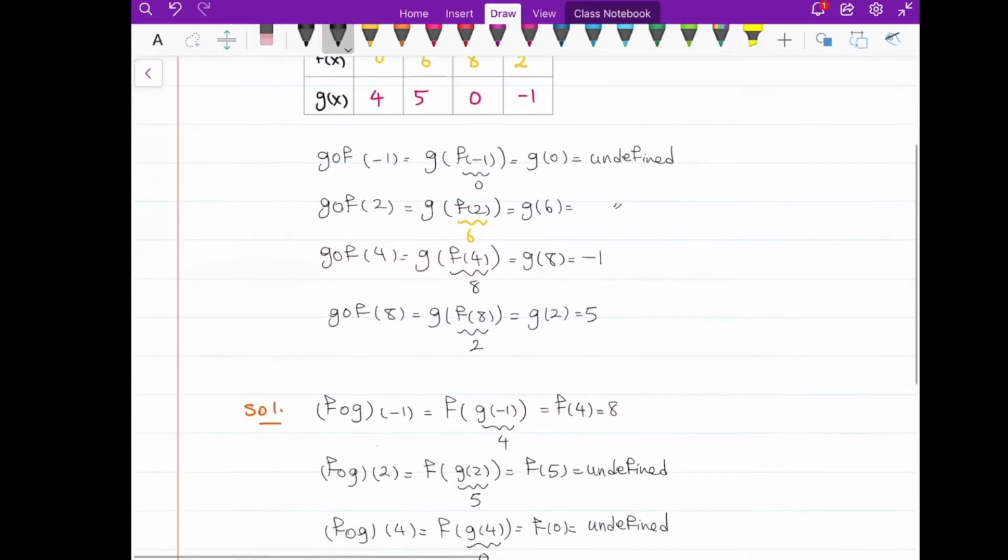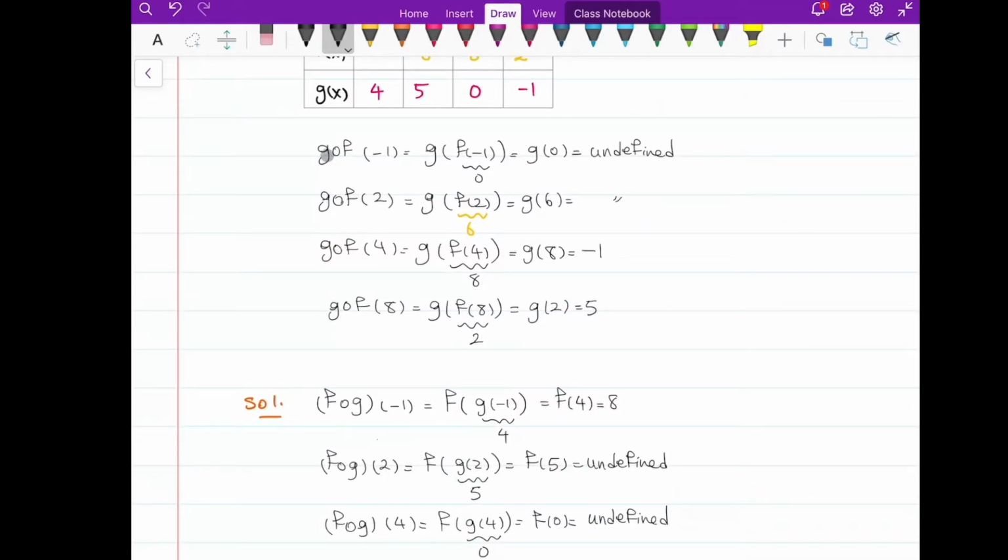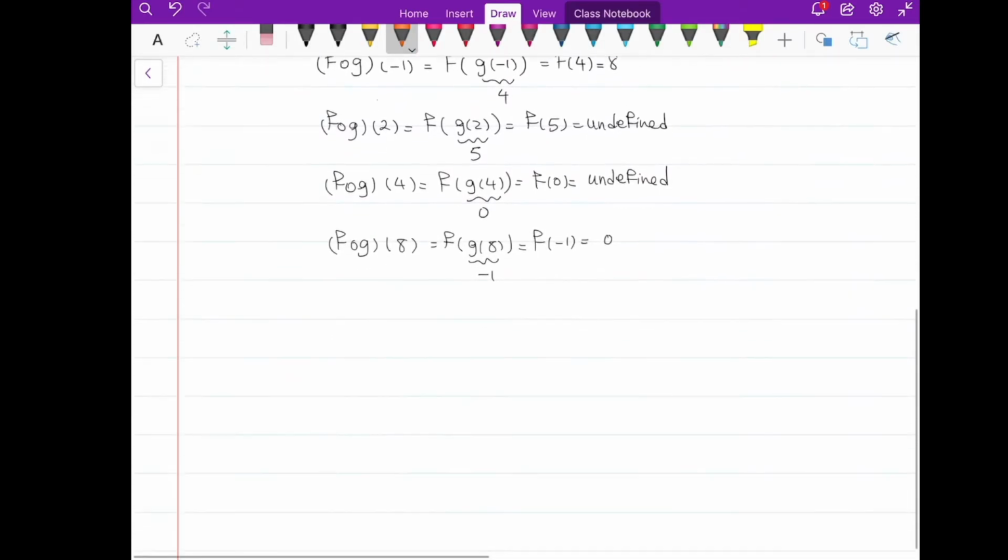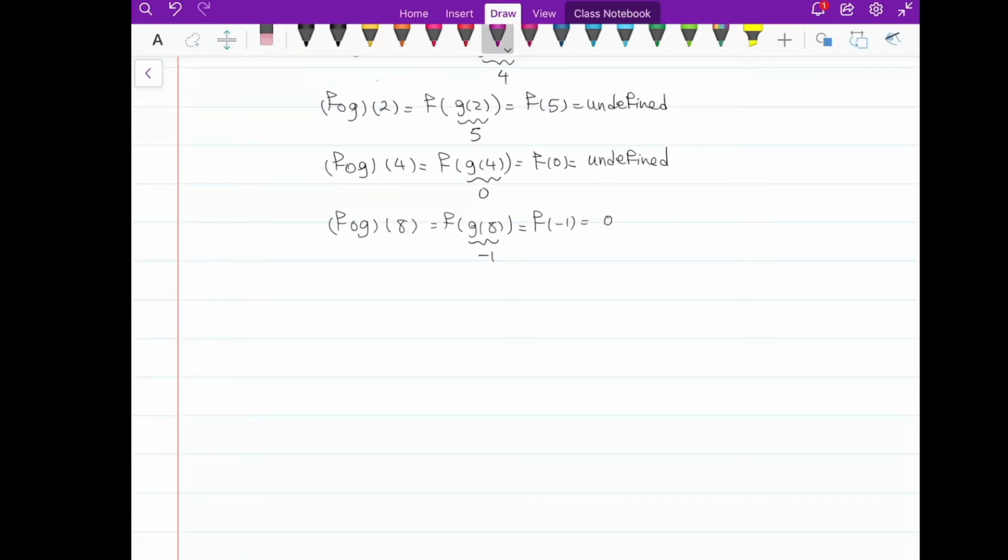Okay. And for example, you see g∘f at -1 is undefined, but f∘g at -1 is equal to 8. So g∘f and f∘g are not necessarily equal to each other. Okay, so f of g is not necessarily equal to g of f for any values of x. Okay, very good. Let's go to the next example.